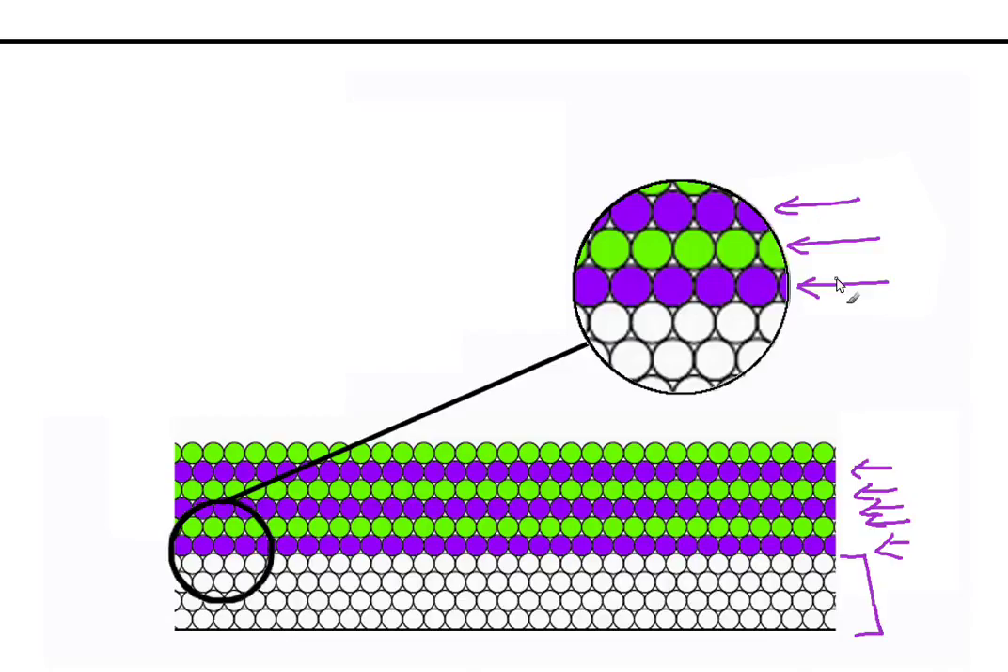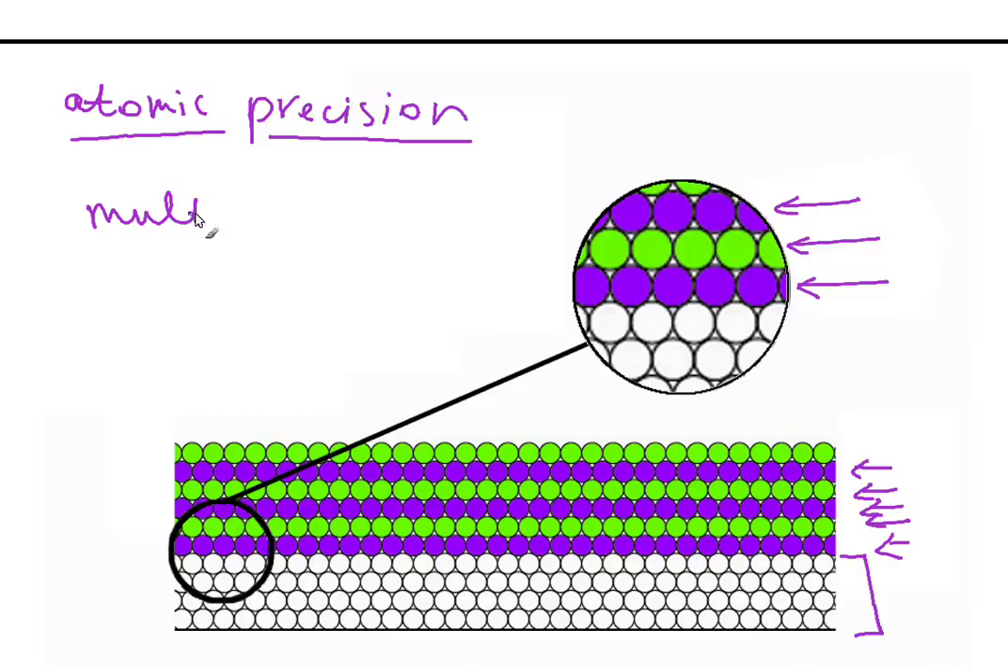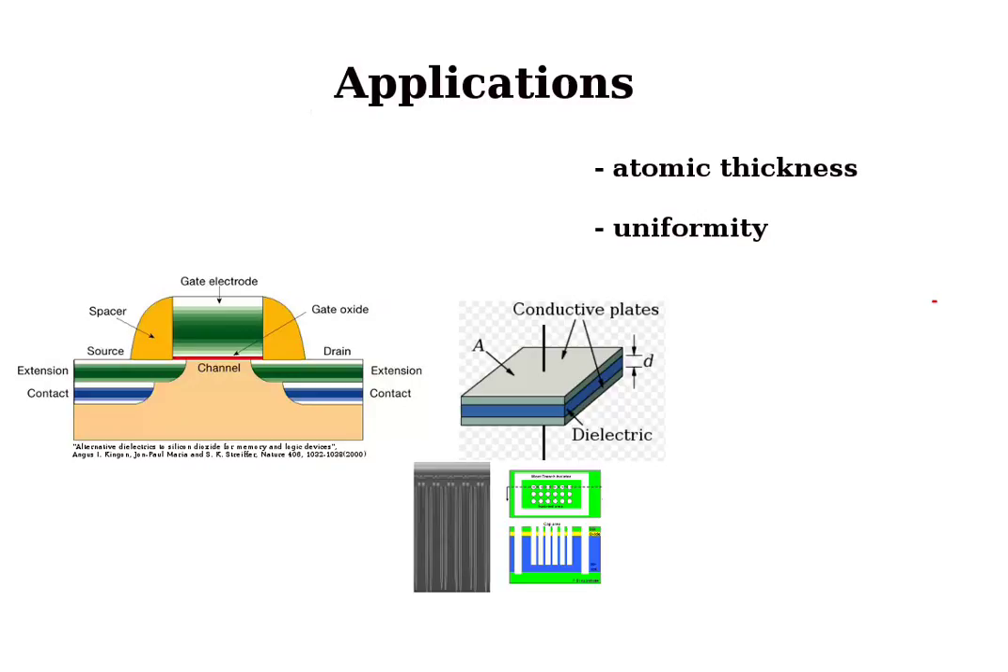So what we require for atomic layer deposition method is atomic precision and, as you can see here, multi-layer deposition. So what are the applications of atomic layer deposition? Let's say we learned how to create single atomic films. Where can we use it?